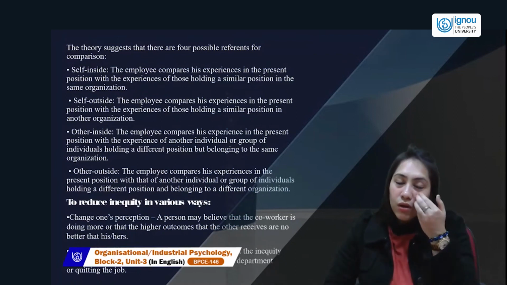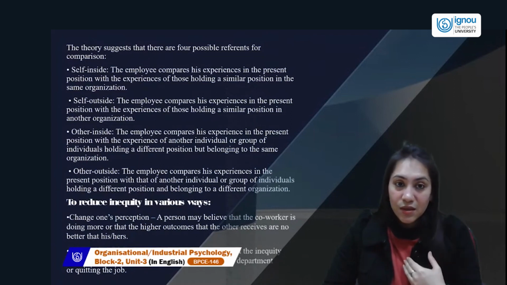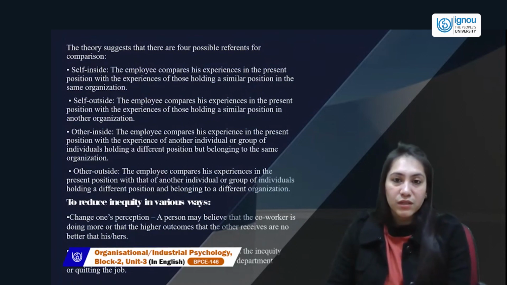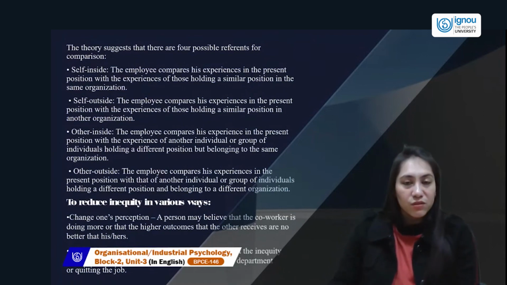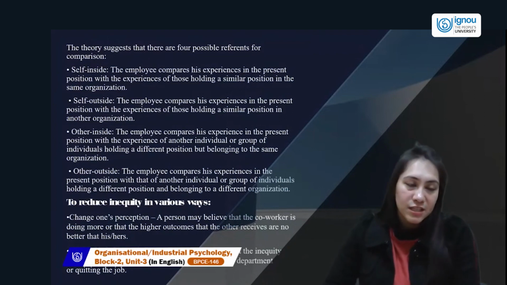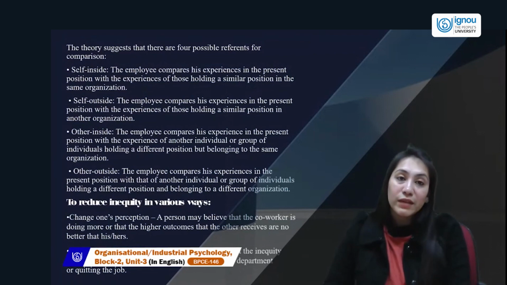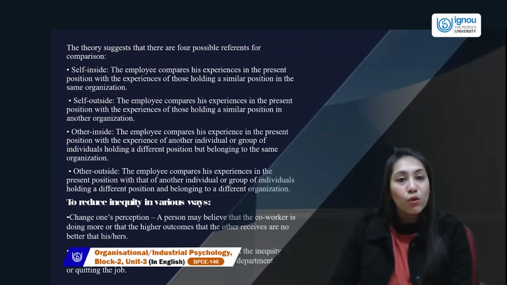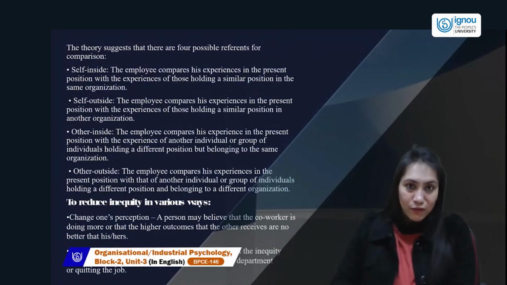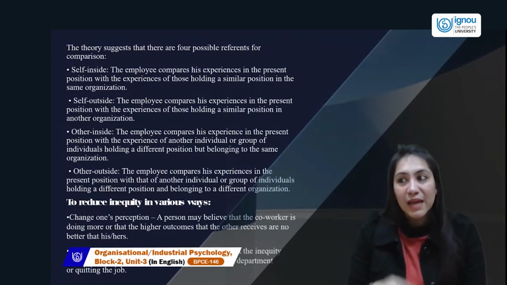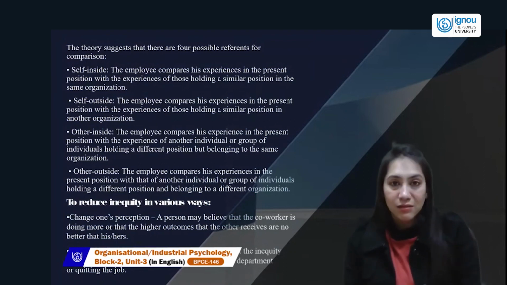You are comparing your achievement with people in a similar position. For example, there are two managers, and the first manager compares his efforts and his position with the other manager in the same position. That's self inside. Self outside is when the employee compares his experience in the present position with the experience of those holding a similar position in another organization. You are comparing your own efforts with people working as a manager in another company.